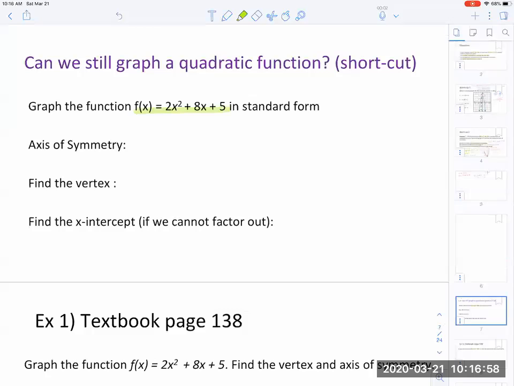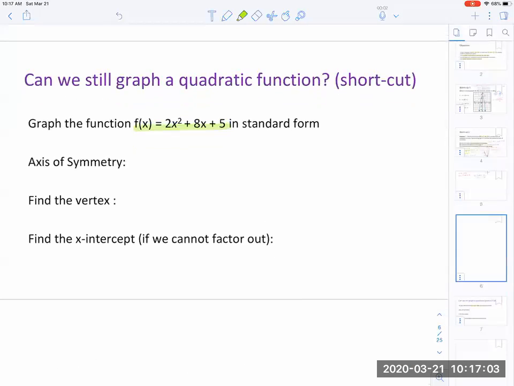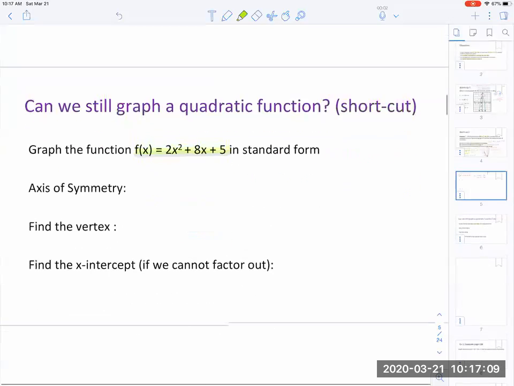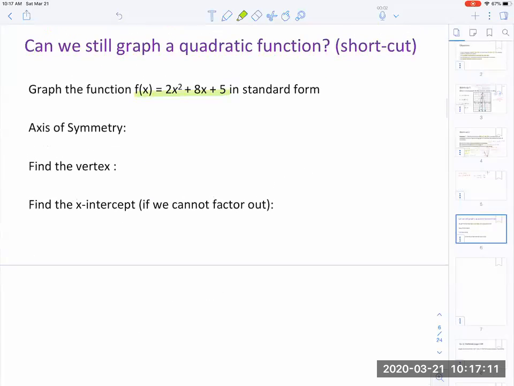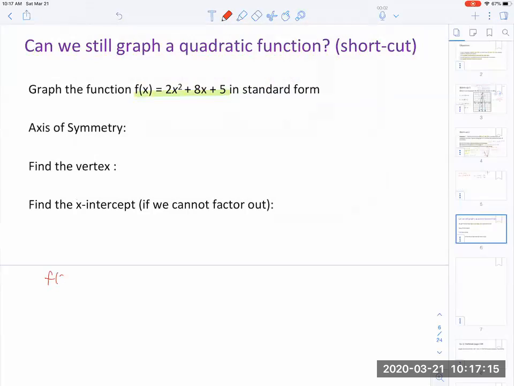I'm going to go back to here, just add page. So here we do have f of x equal to x squared plus 8x plus 5. I'm going to do it 2 different ways.